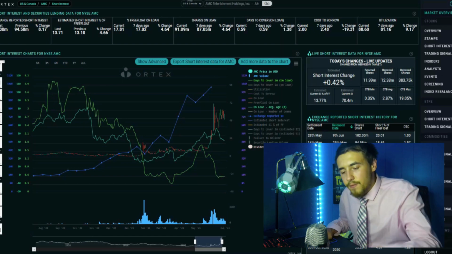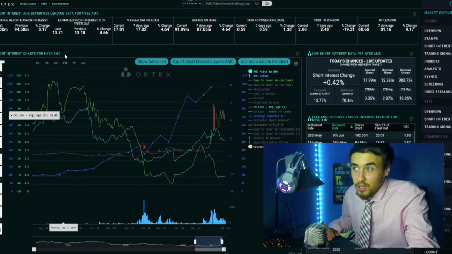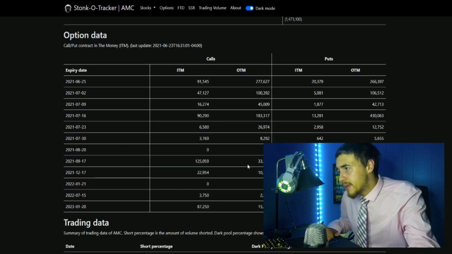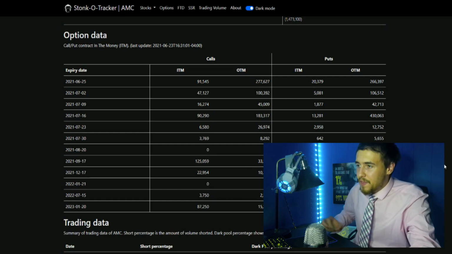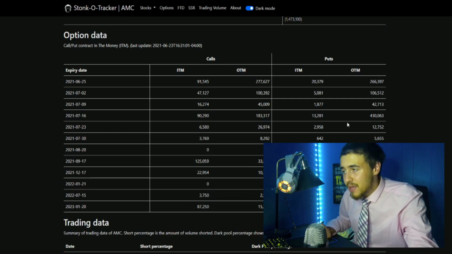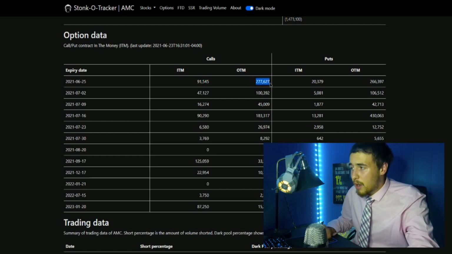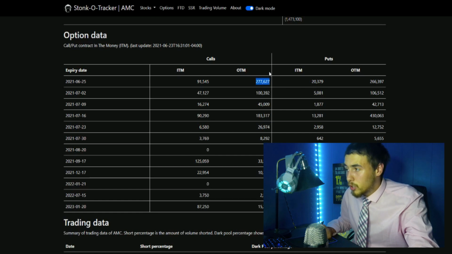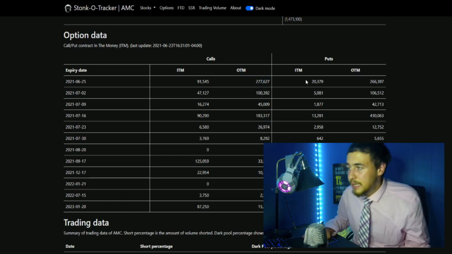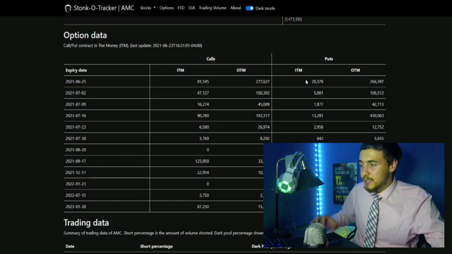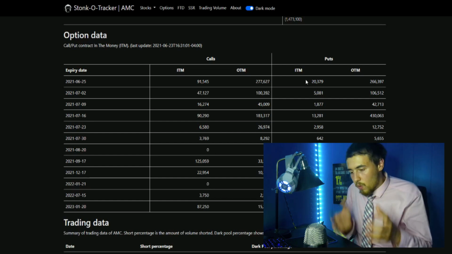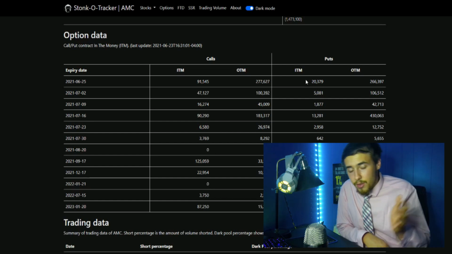Now, moving on from the Ortex data, because that is everything you guys need to know, let's take a look at Stock O Tracker. For this Friday, June 25th, we have in the money contracts of 91,545. That is a significant increase as well, about a 20,000 increase from yesterday. Out of the money contracts are about a 50,000 increase from yesterday at 277,627 contracts. So you guys are going to want to watch, like I have been saying, Thursday and Friday.